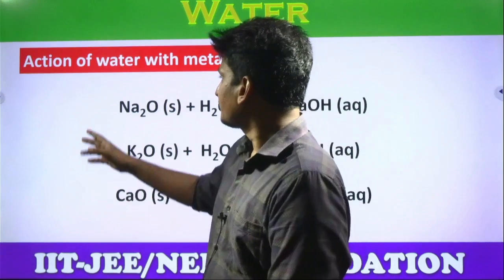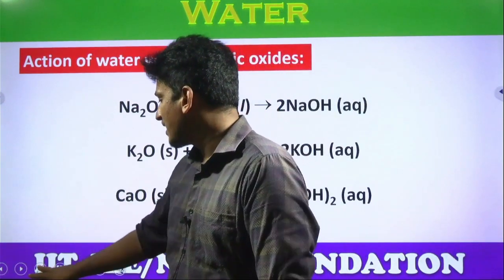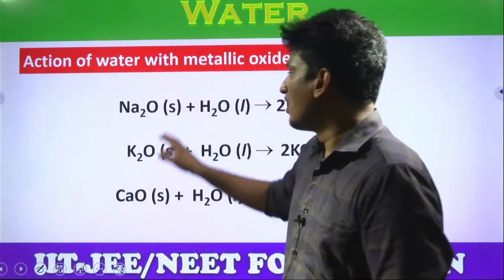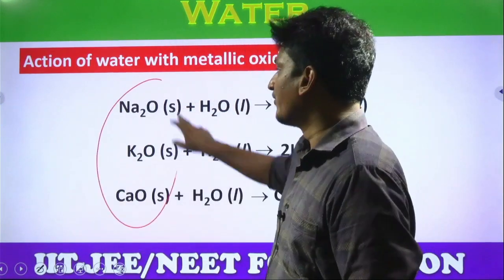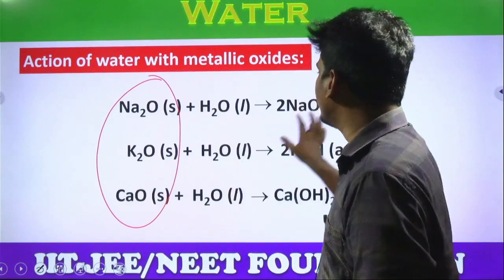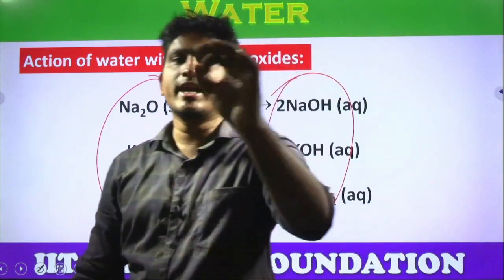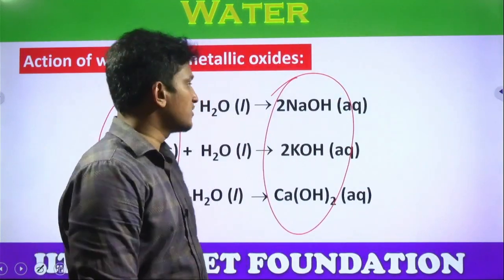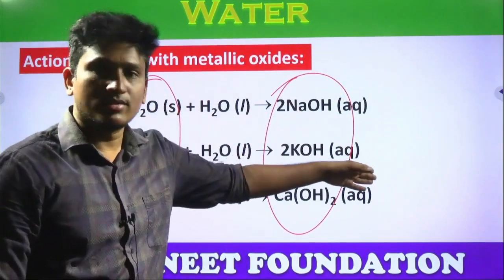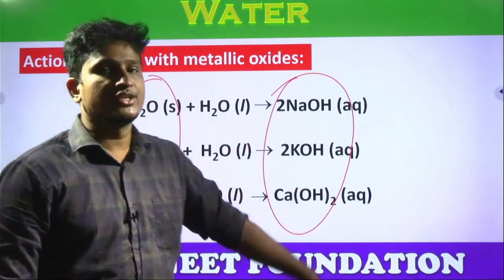Next, reaction of water with metallic oxides. We all know metallic oxides are basic in nature, yes or no? When these metallic oxides, sodium oxide, potassium oxide, calcium oxide, react with water, they form the respective hydroxides. Hydroxides are strong bases, Arrhenius bases. So sodium oxide, sodium hydroxide, potassium oxide, potassium hydroxide, calcium oxide, calcium hydroxide.